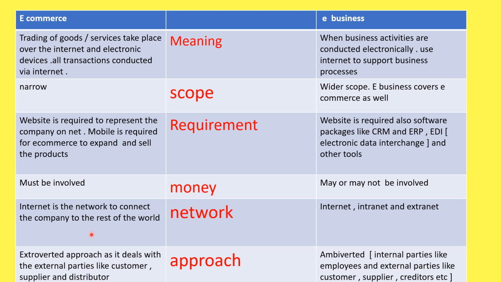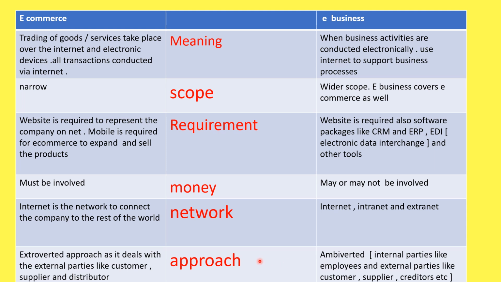Now network. The internet is the network to connect the company to the rest of the world. In e-commerce, the internet is required. In e-business, you need internet, intranet and extranet. Internet, as I told you, is buying and selling of goods through electronic devices; when you link yourself to the rest of the world, it is called the internet. Intranet here means among the organization: that network which is limited to your organization is called intranet, within the business organization. And extranet means any public relations you maintain with the world other than your own company. So you need internet, intranet and extranet in e-business.